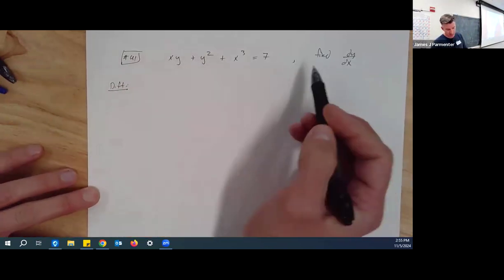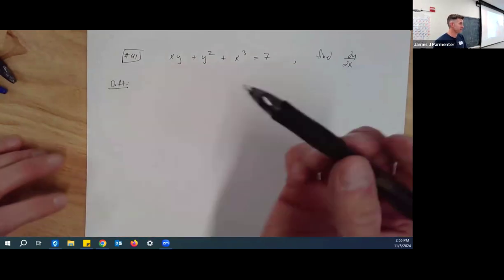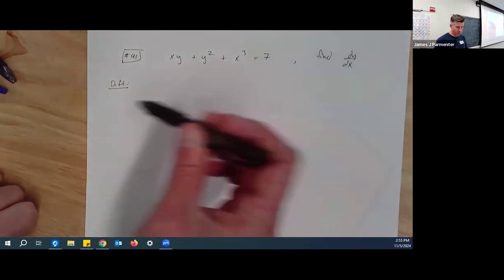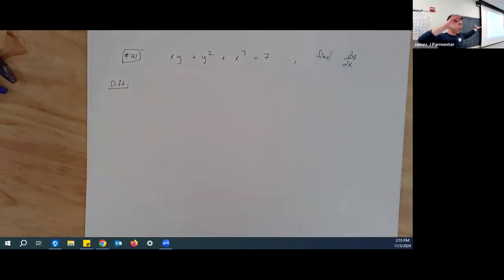And by the way, nowhere in this question did I write use implicit differentiation. But looking at the equation and seeing that we have all these x's and y's mixed up together on one side, we should see that and be like, oh yeah, I have to use implicit. There really isn't another choice.